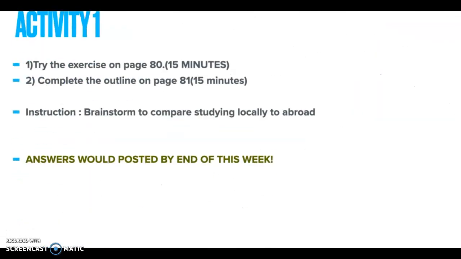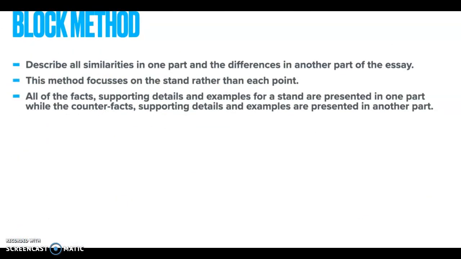Alright, so next would be some activity for you. I'm going to give you some time to do this, but I will go on with my lecture, so most probably you can do this right after you have watched the video. So you need to do the exercises on page 80. Page 80 is actually a brainstorming exercise, if I'm not mistaken. It's a brainstorming exercise where you will need to brainstorm ideas for studying locally as well as studying abroad, and then try to see whether you can find any overlapping issues or not. So you will literally brainstorm according to the Venn diagram concept. Then after that I need you to complete an outline on page 81 as well. For both of these activities you allocate about 15 minutes, and I will give you the answers by the end of this week.